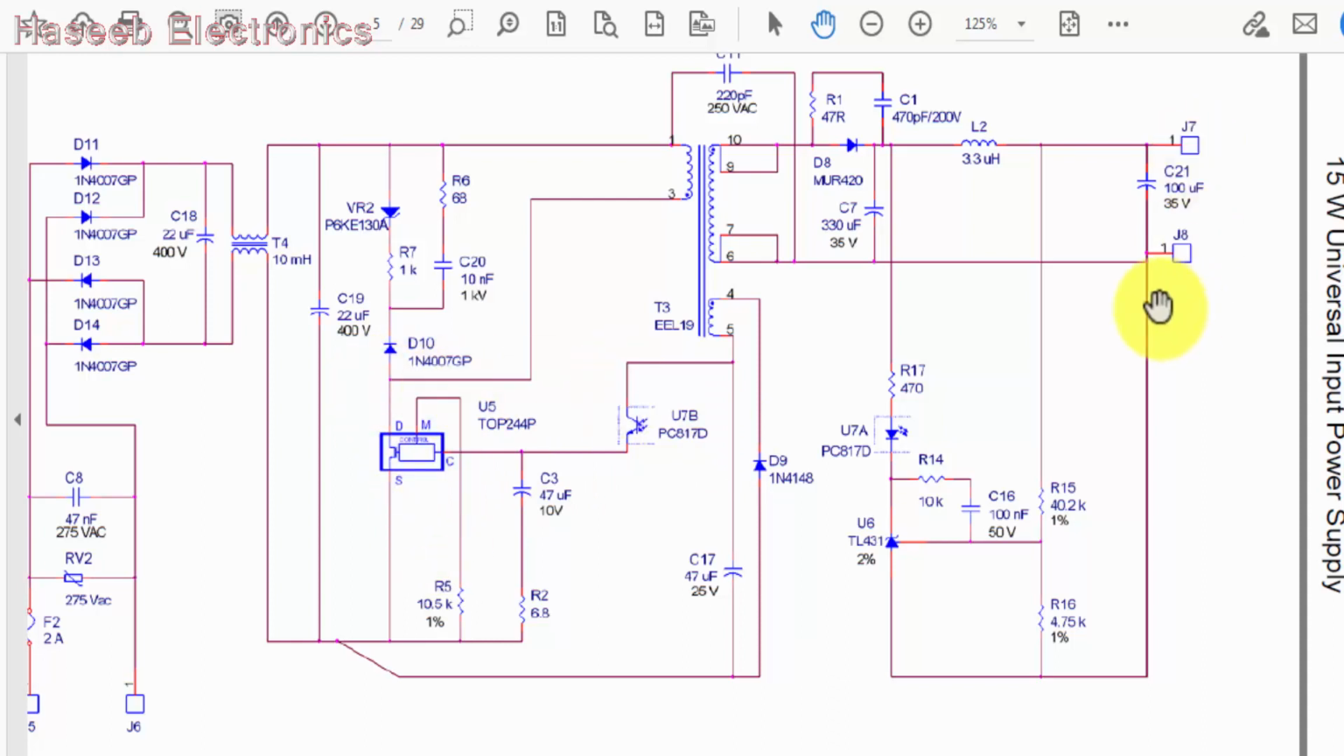When there is no load, this capacitor will discharge slowly. Now if the load is connected, it will cause a fast discharge on this capacitor, and it will cause ripples on this capacitor. So these ripples will be provided to this LED, and it will cause the light to vary. This varying light will change the conduction of this transistor.